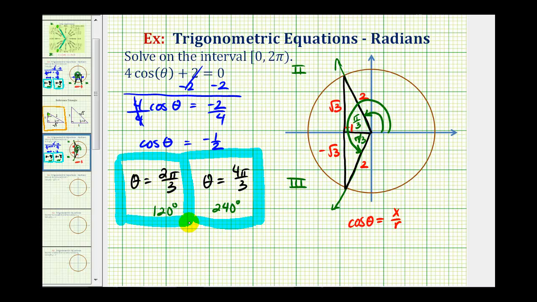So I think it is beneficial to understand how we can solve these types of trig equations on the unit circle, as well as using reference triangles. I hope you found this helpful.